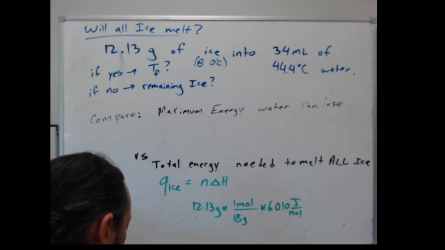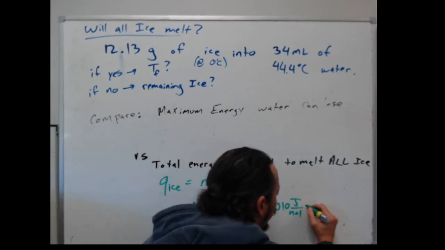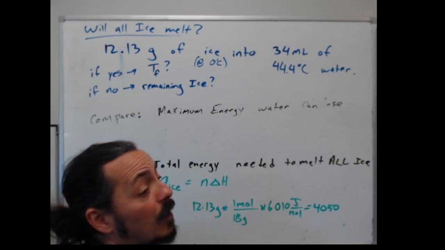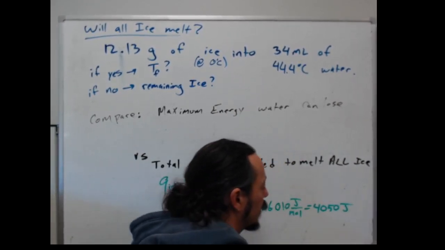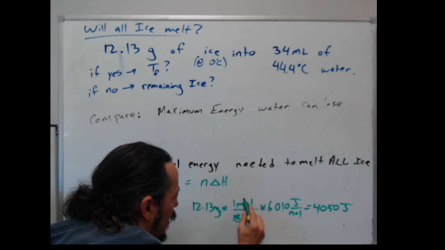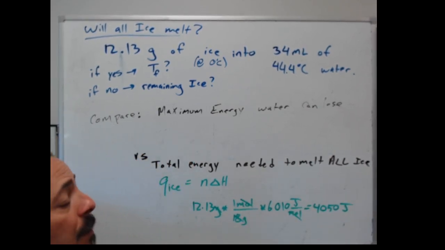Okay. 18 times 6010. Okay, that makes more sense. I'm getting 4,050 joules. Right, the units of grams cancels out, the units of moles cancels out, and I'm just left with joules. So that's how much energy it would take to melt all of the ice.